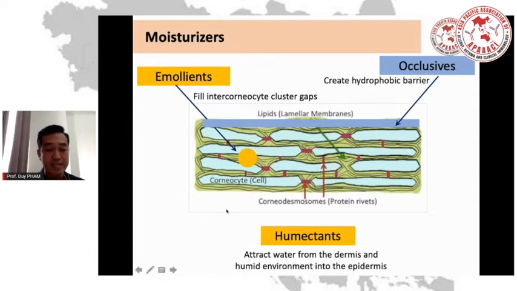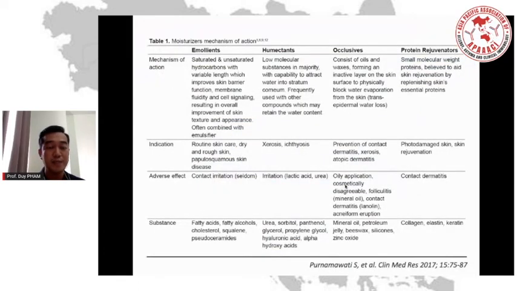And third is the humectant. Humectants consist of hygroscopic substances that help the stratum corneum absorb water by attracting water from the deeper layer or from the humid environment into the epidermis. So the proper selection of moisturizer will help to restore the skin impairment in AD patients. This table summarizes the moisturizers and their mechanisms of action.